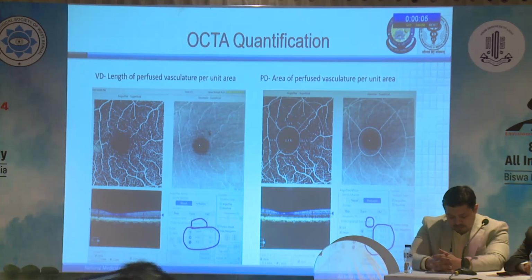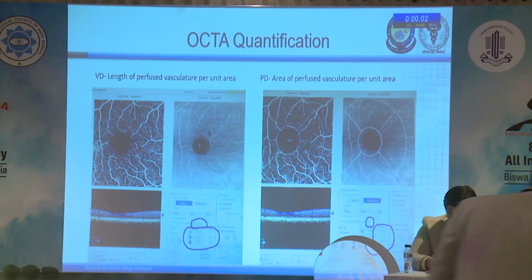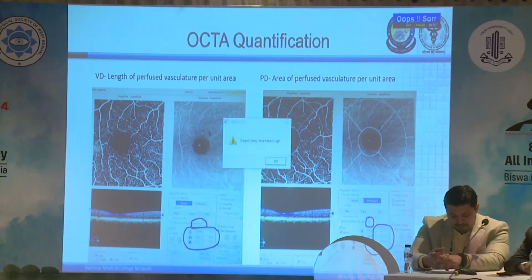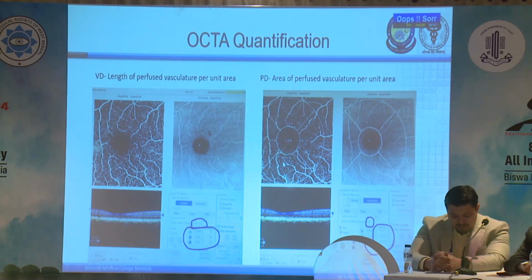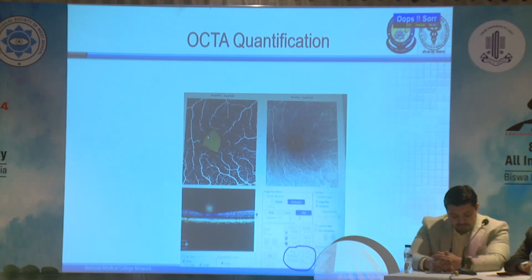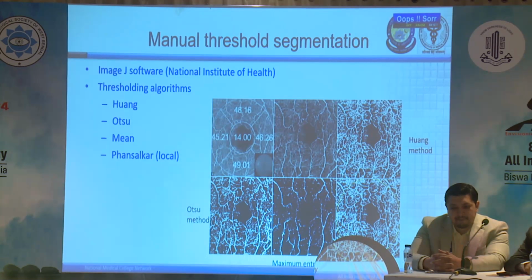On the other hand, perfusion density is basically the area of the perfused vasculature, that is, the thickness is also included here, and then you calculate the perfusion density. For the FAZ, you can have automated FAZ metrics such as the FAZ area, the circularity index, and the perimeter or the circumference, and you can manually also calculate it. If the machine is not able to do it, you can trace the FAZ and calculate these manually. Manual or semi-automatic threshold segmentation can also be done using ImageJ software, and there are different thresholding algorithms which binarize the images into perfused and non-perfused, and according to the white pixels and the total pixels, you can calculate the perfusion density.